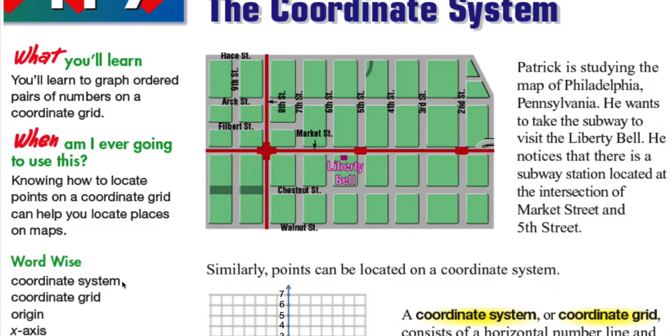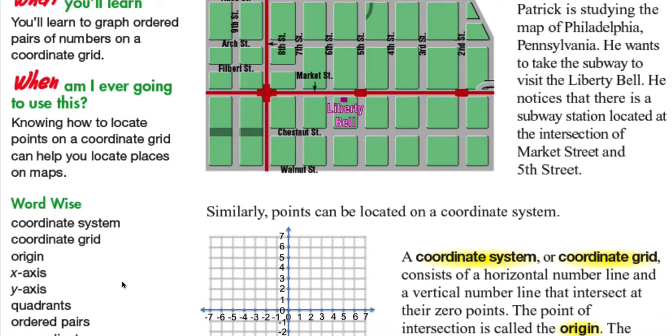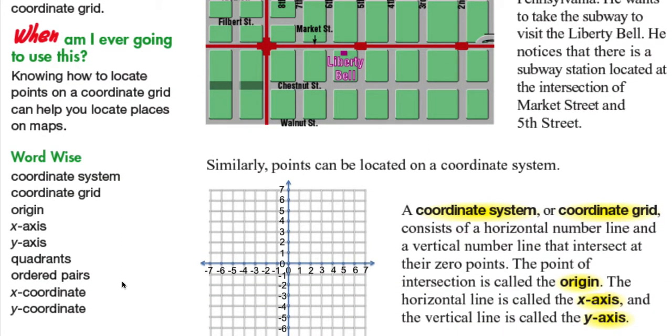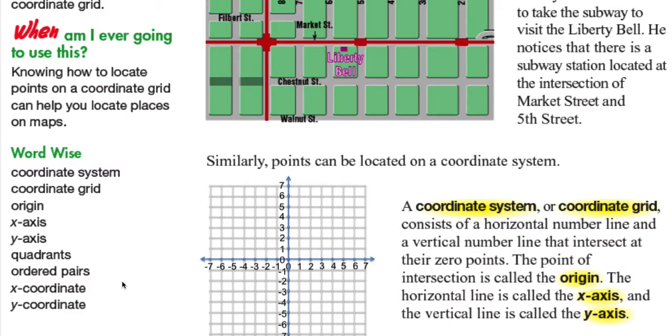Okay, words that we are going to learn in this lesson are coordinate system, coordinate grid, origin, y-axis, x-axis, quadrants, ordered pairs, x-coordinate, and y-coordinate.